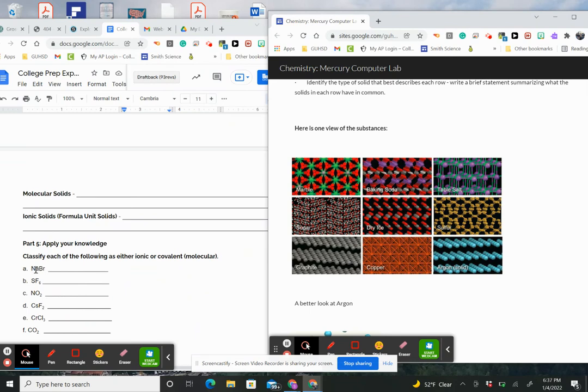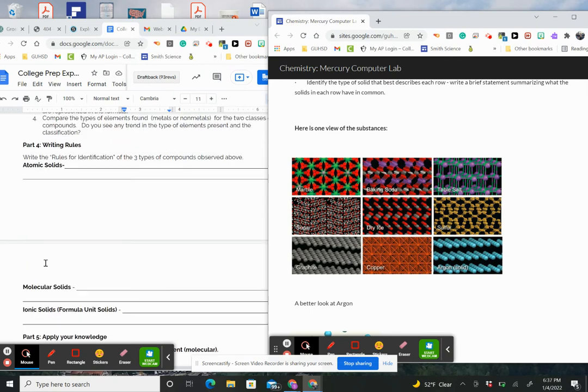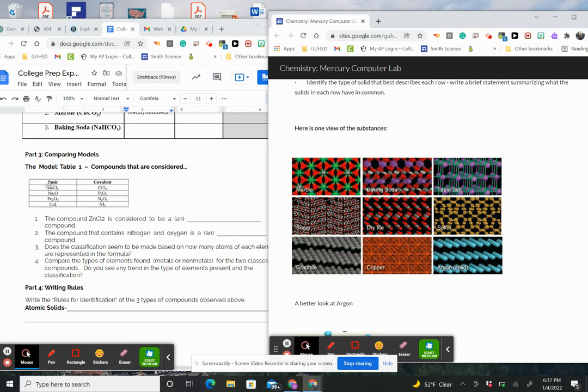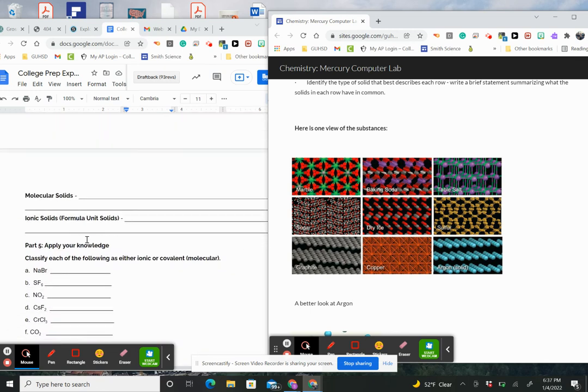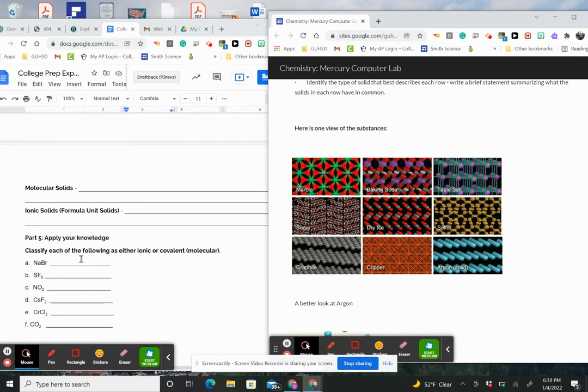So NaBr. That's got a metal and a non-metal. Which one has metals and non-metals? That's going to be metal, non-metal, or non-metal, non-metal. That's going to be ionic. So anything that has metal, non-metal is going to be ionic, and anything that has non-metal, non-metal is going to be molecular.